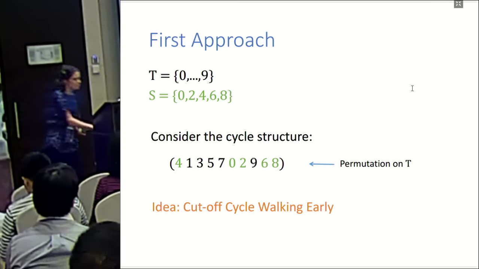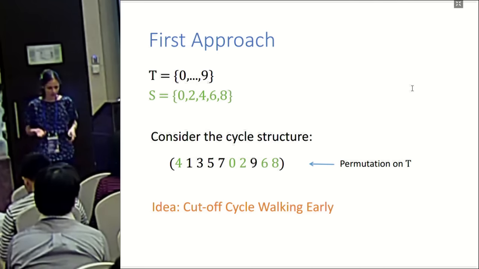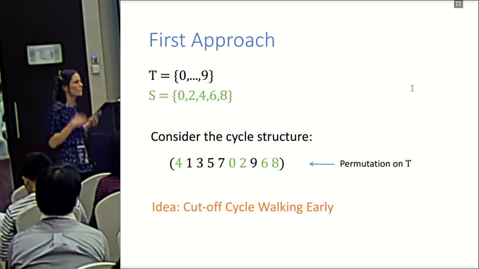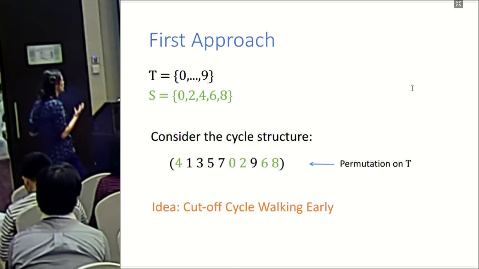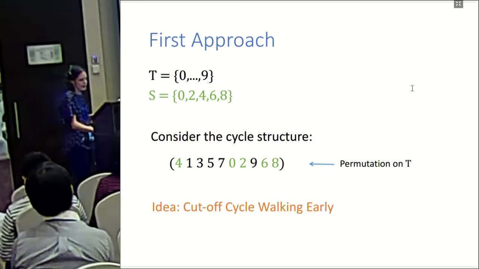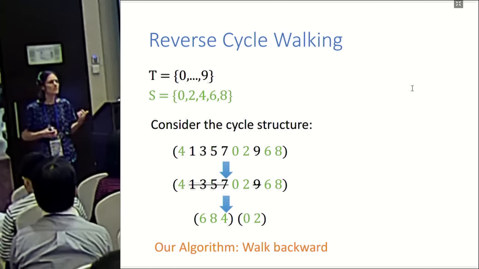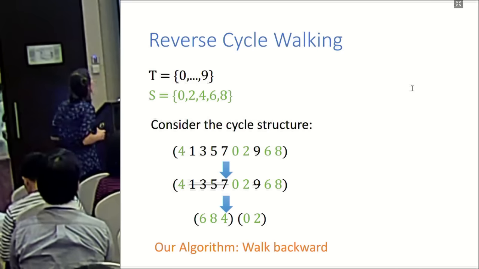Okay, so let's consider the cycle structure. One idea you might have is, can we somehow cut this algorithm off early, right? Can we somehow, if we're in that worst case situation, cut it off early and maybe just accept some sort of error? But it's not clear how to do this with cycle walking, because we still need to end up with an actual permutation, right? Somehow we have to get a point in S.